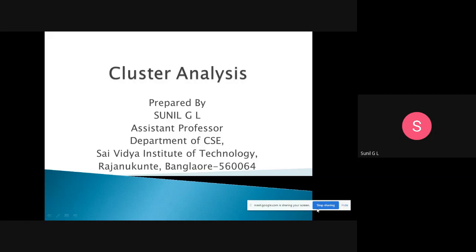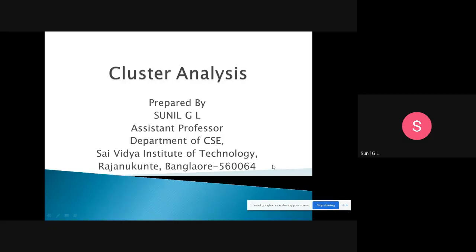Suppose you have a bunch of fruits, and n different varieties of fruits are available: banana, mango, orange. Based on the shape we will group the fruits. That grouping we will call a cluster. So today's concept is cluster analysis.